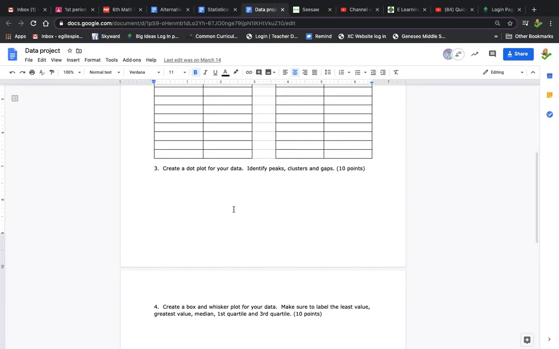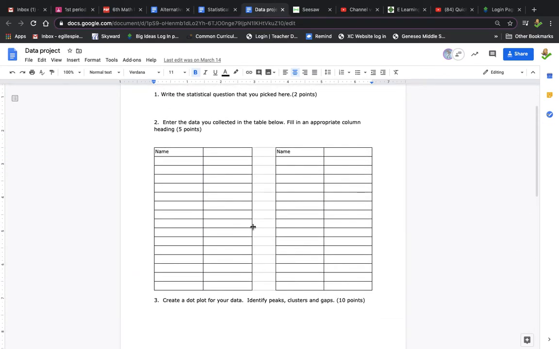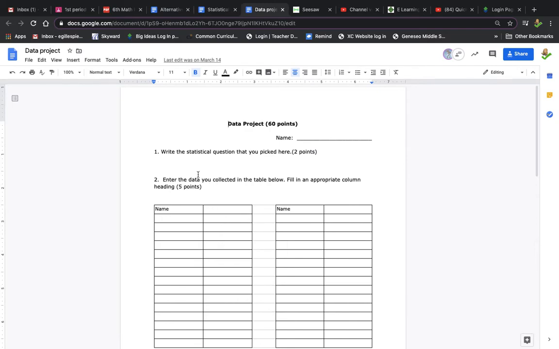Because drawing a dot plot and drawing a box and whisker plot is next to impossible on a Word document, because it's a graph basically. So it'd be really hard to do that. If you don't have a printer, then I would just copy down these questions and your answers onto a loose leaf sheet of paper, okay?